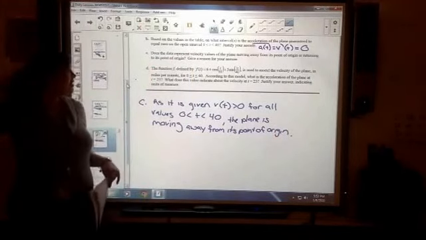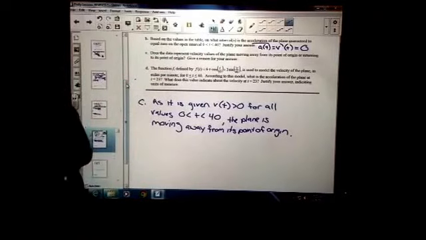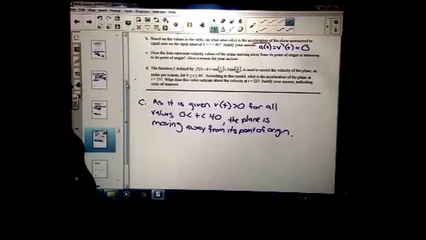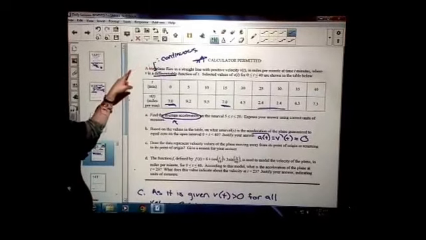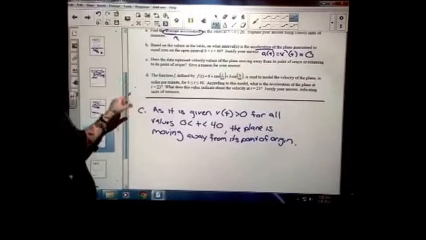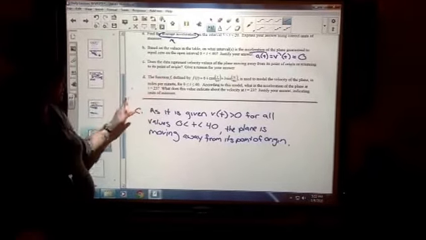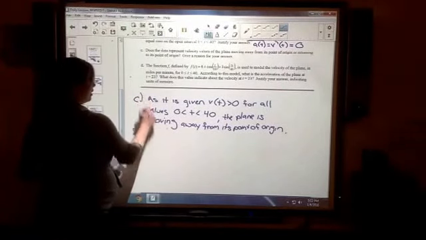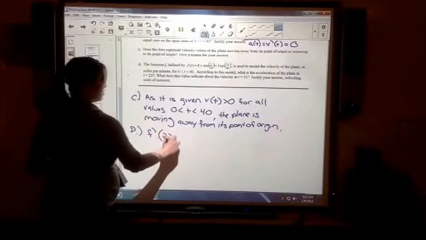Okay, and the last one, the function f defined by this function is used to model the velocity of the plane in miles per minute. According to this model, what is the acceleration of the plane at t equals 23? And this one, it says calculator permitted. We're going to use that. So if this function is used to model velocity, and I want to find acceleration, what I'm going to do for part D is I'm going to find f prime of 23.